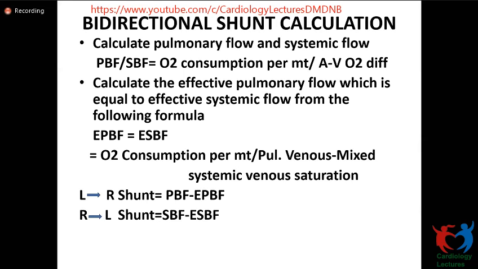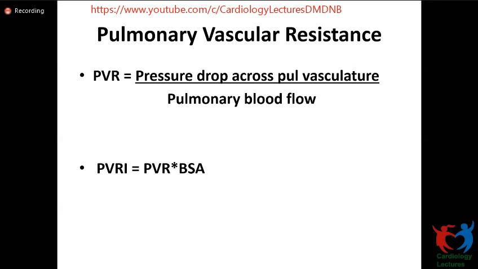Okay, now let's go over to some of the calculations. Pulmonary vascular resistance. You have to calculate the pulmonary vascular resistance also. Pulmonary vascular resistance means pressure drop across pulmonary vasculature divided by pulmonary blood flow. And systemic vascular resistance also is calculated from the formula pressure drop across the systemic vasculature divided by systemic blood flow. What is the normal pulmonary vascular resistance?